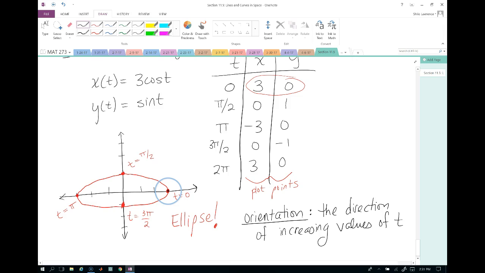So we started at t equals 0, and then we moved to t equals pi over 2. That took us from (3, 0) to (0, 1), so we're moving in this direction. And then we went from t equals pi over 2 to t equals pi. That took us from (0, 1) to (-3, 0). So it looks like we're going around this ellipse counterclockwise. So we just put those little arrowheads in there to indicate the orientation of this curve, and it's the direction where our t's are getting larger.